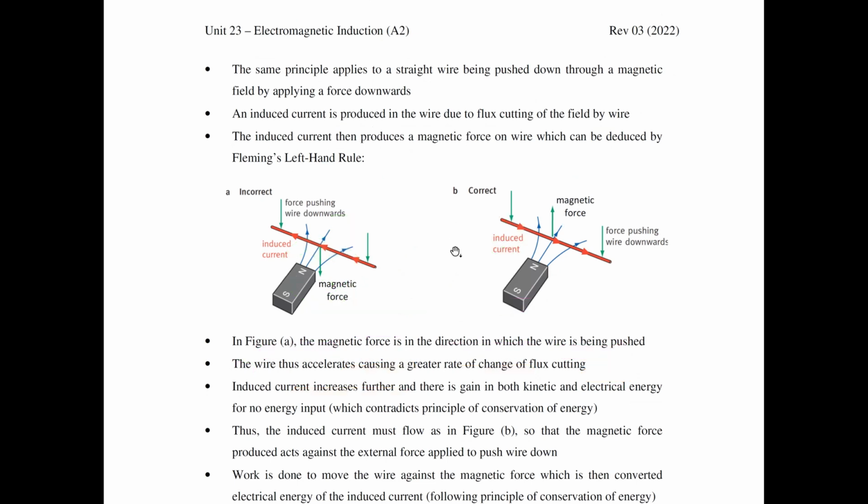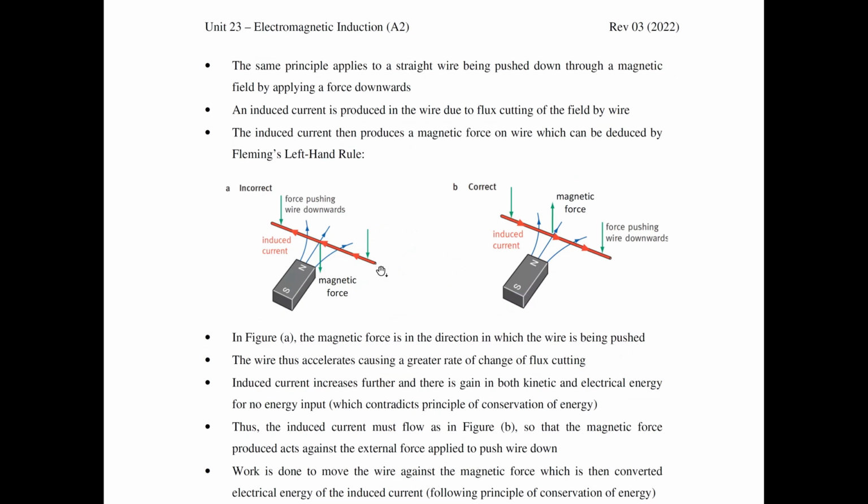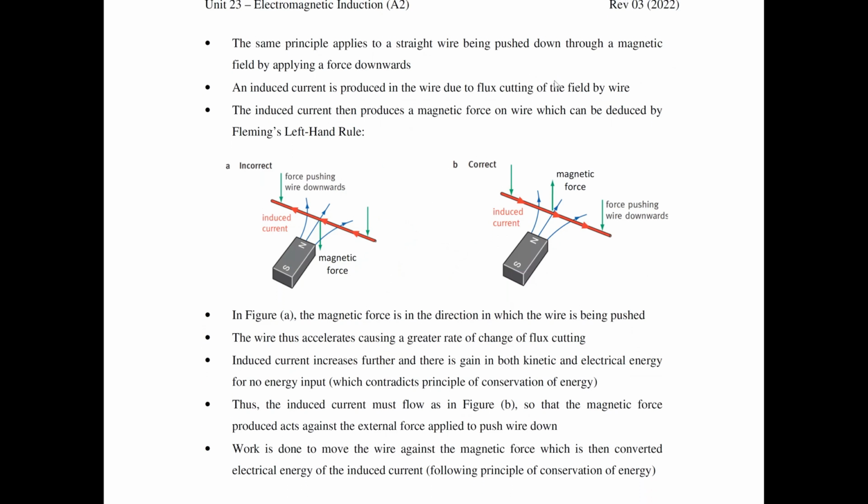Now, there's another case on the next page. This one, rather than talking about a magnet that's being pushed into a solenoid, you have a straight wire being pushed down through a magnetic field by applying a force downwards into it initially. So here, you have your magnet with its magnetic flux, and then you have your wire. You push it down in this direction. From the example a few pages back, we already know that because you have flux cutting here, you're going to have induced current.